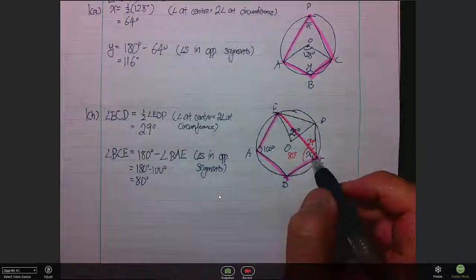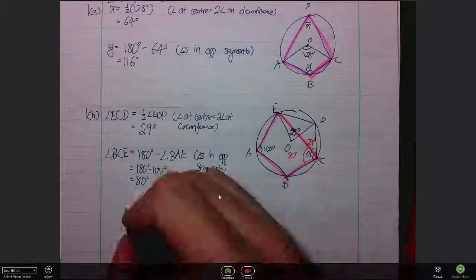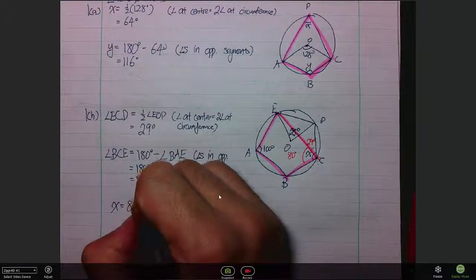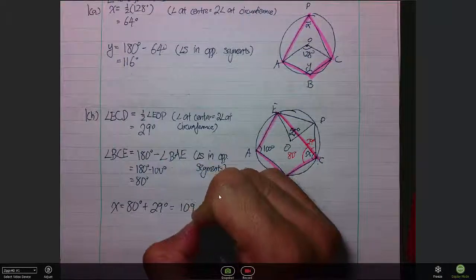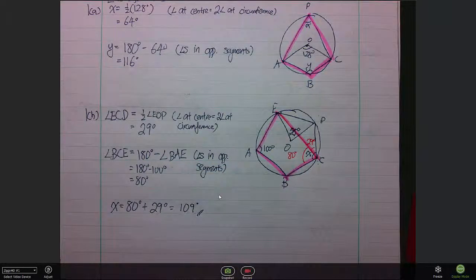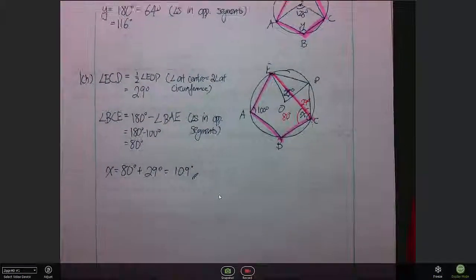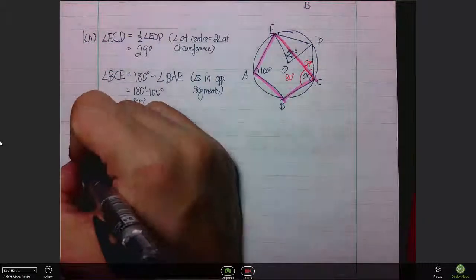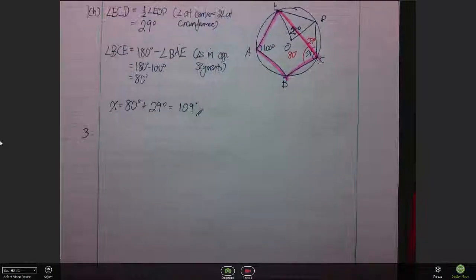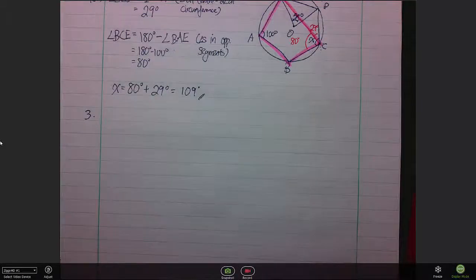So now x is the sum of these two angles, so x is simply equal to 80 degrees plus 29 degrees, equals 109 degrees. And we have solved question 1h. Now I'll give you one last example, question 3. This will be the last of the examples for exercise 10.3.